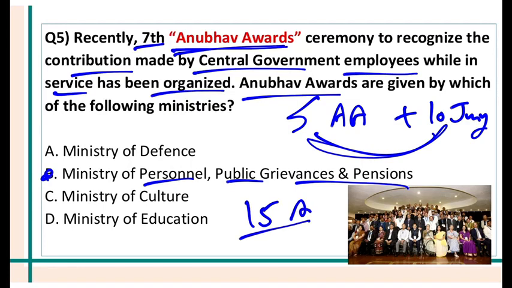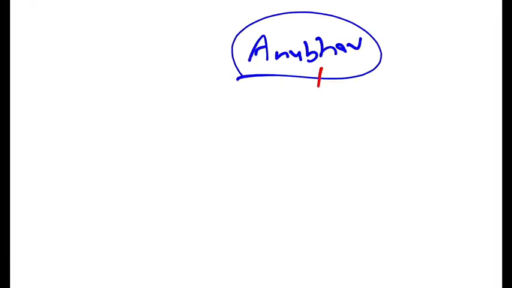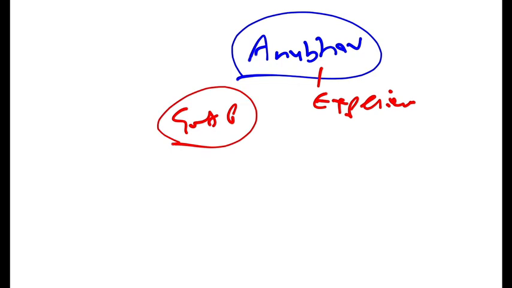And out of 15, 5 were women pensioners, which is the highest number of women in a single ceremony, right? In a single ceremony. So what are Anubhav Awards? First of all, you understand the concept about it. The word Anubhav means experience in English. So if you are a government personnel and you want to share your experience, you have a lot to share.